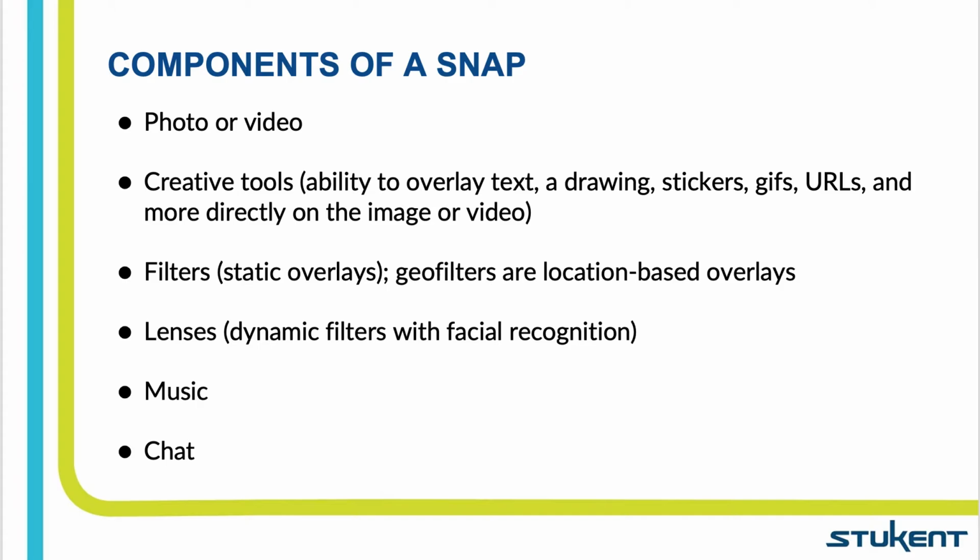Components of a snap: photo or video, be creative. You can have text overlay, drawing, stickers, GIFs, URLs. More directly, you can put stuff on images and videos. You can kind of dance them up. Filters or static overlays, geo filters based on the location you are in. So if you're at Disney World, you can say at Disney and put a Mickey Mouse on there. It's pretty cool. Lenses, dynamic filters with facial recognition, so they can turn an otherwise normal person into a basset hound. Apparently, you can add music and you can chat on there.